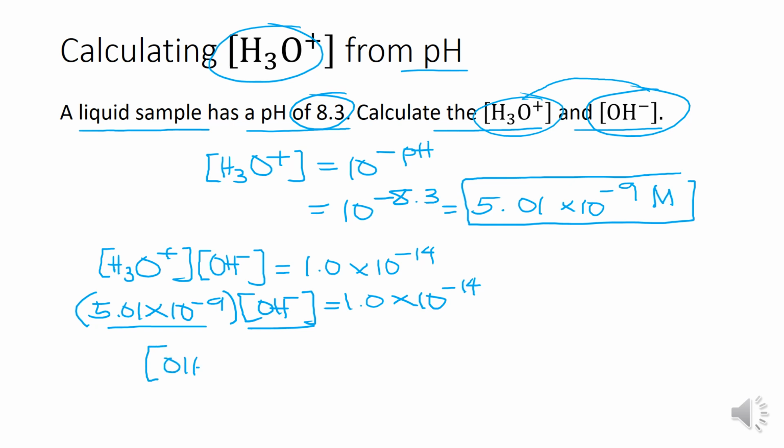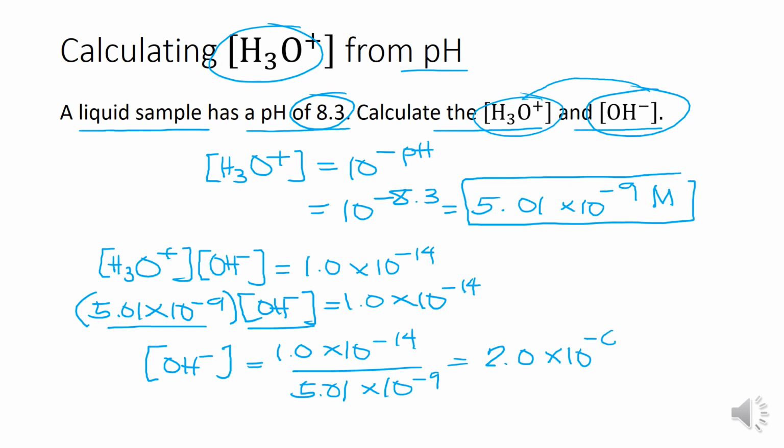Therefore, the hydroxide ion concentration is equal to 1 times 10 to the negative 14 divided by 5.01 times 10 to the negative 9. And let's input that in the calculator. So 1 exponent negative 14 divided by 5.01 exponent negative 9. And the answer is 1.996. So let's round that off to 2 times 10 to the negative 6. So the concentration of hydroxide ions is 2 times 10 to the negative 6 molarity, and that is a final answer.